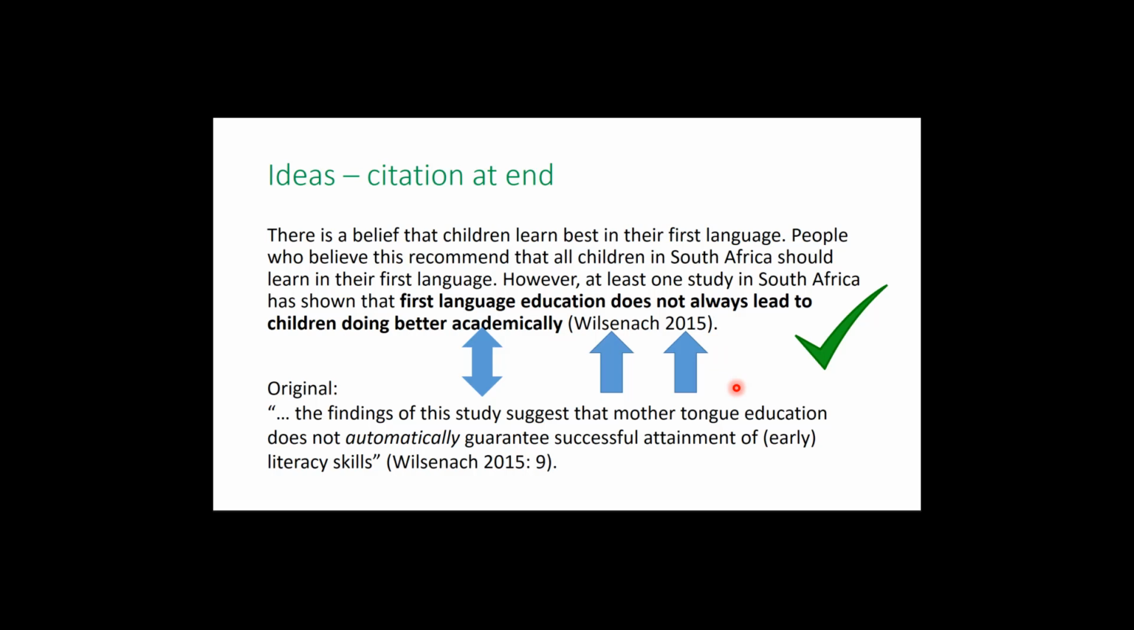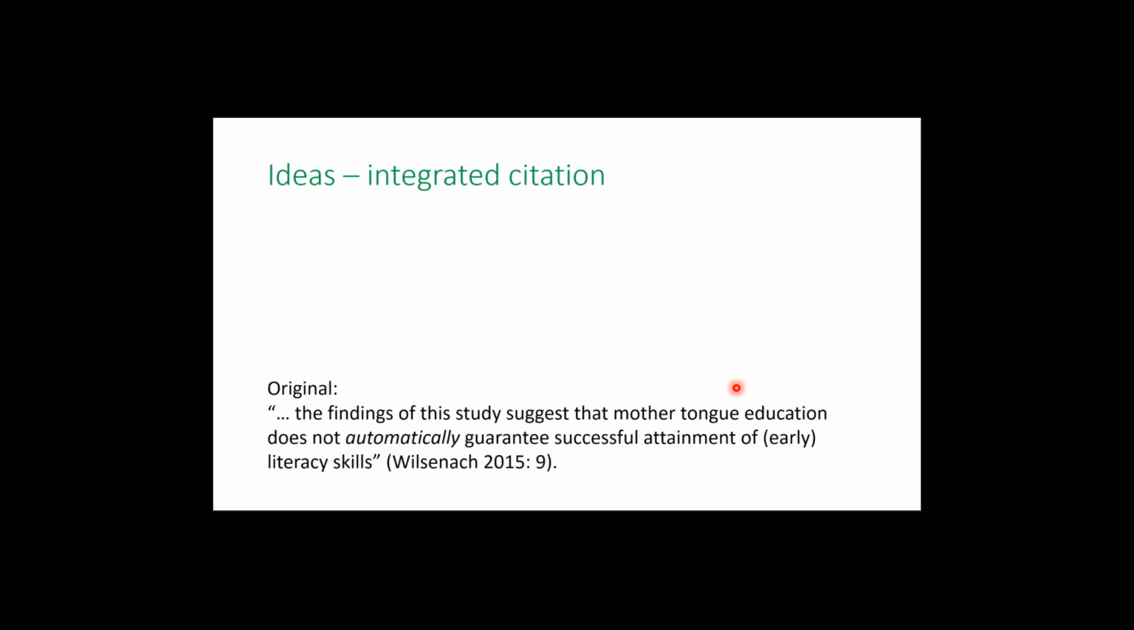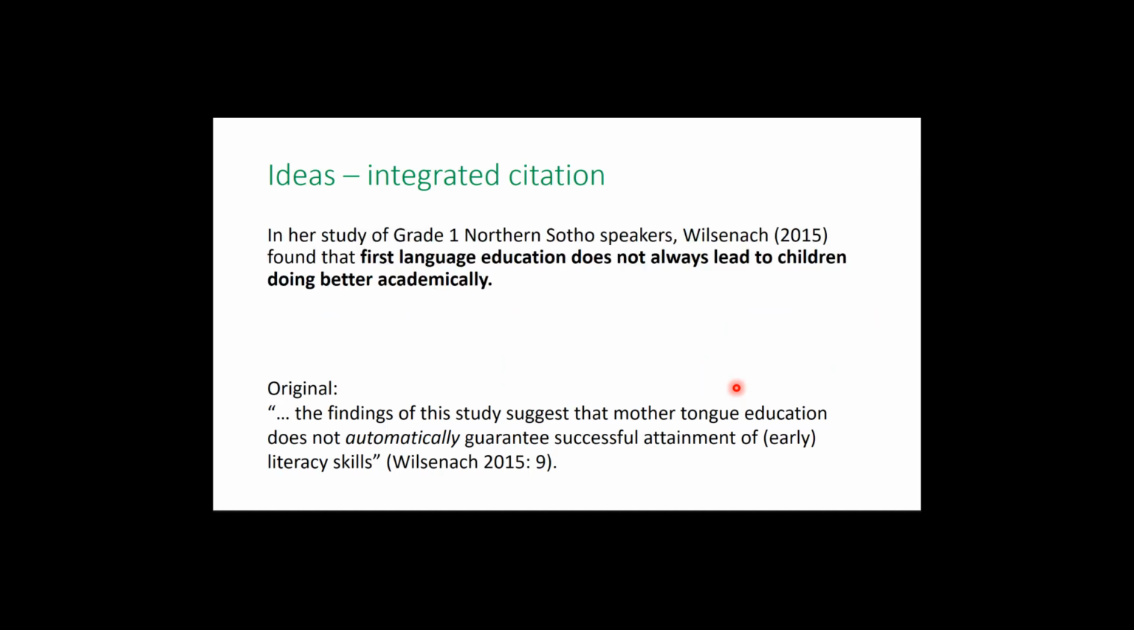Let's look at another example. So it's the same quote, and this time I want to integrate the author's details into the passage. So I say, in her study of grade 1 Northern Sotho speakers, Wilsonach found that first language education does not always lead to children doing better academically. And again, this is a good paraphrase. I've translated this direct quote into my own words, but the idea is the same. I've then indicated the author's surname. This time it is part of the sentence, so it's not in brackets. I've then got the year. And then our full stop will come at the end.